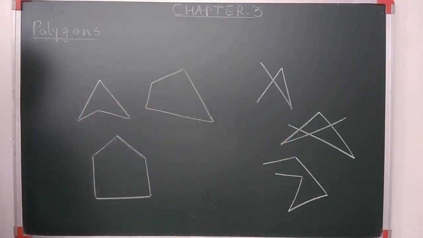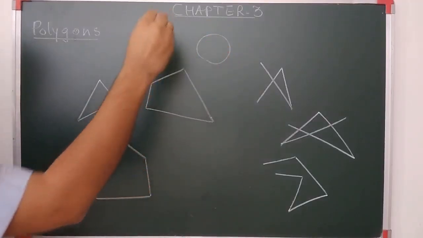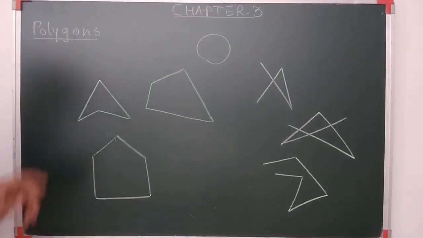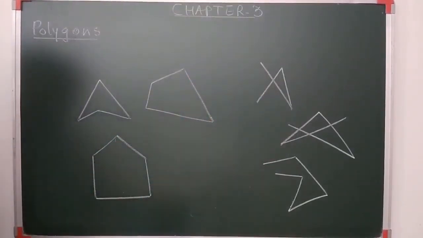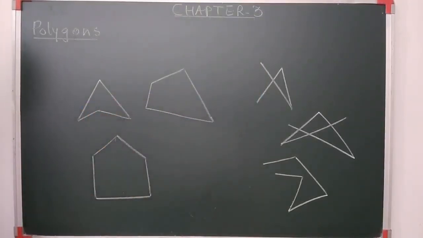We can draw many of these. If I draw a circle, remember that a circle is made up of n number of line segments, which is quite complicated to understand. But right now we'll discuss only line segments with closed figures and simple diagrams. So we can say these are the polygons.